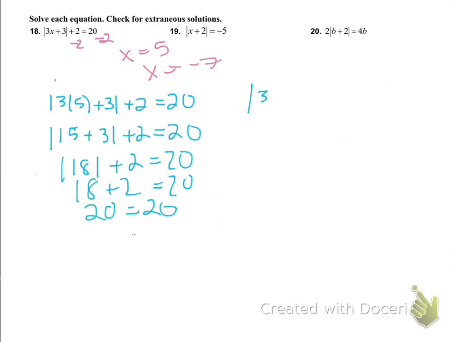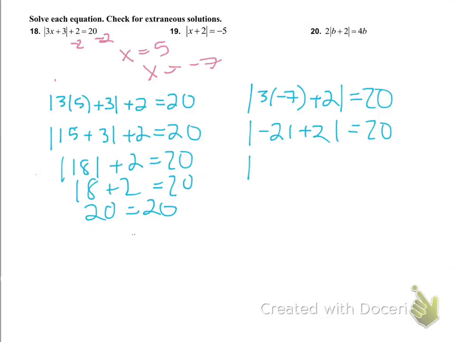My next one, I have 3 times negative 7 plus 3, plus 2 is equal to 20. Oops, that was my bad. The absolute value should not be here. Hold on 1 second. There we go. I need to fix this one. There's supposed to be a plus 3 in there.